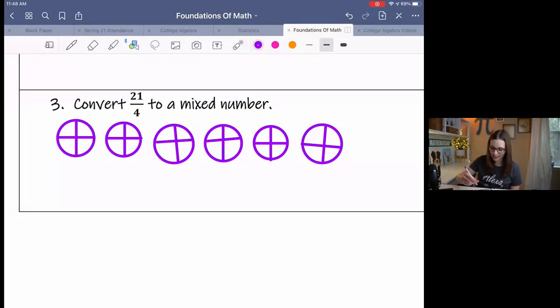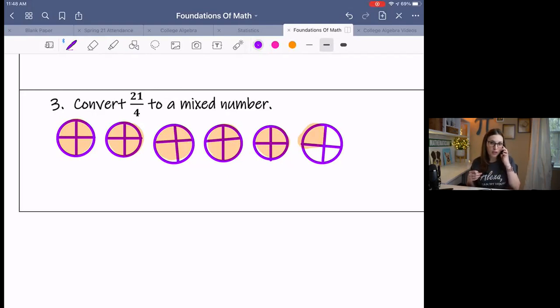It's all right. If I were to color in 21/4, then that would look like, here's 1, 2, 3, 4, 5, 6, 7, 8, 9, 10, 11, 12, 13, 14, 15, 16, 17, 18, 19, 20, and then I need one more. So this is a picture of 21/4. We're counting out 21 of the 1/4 pieces.